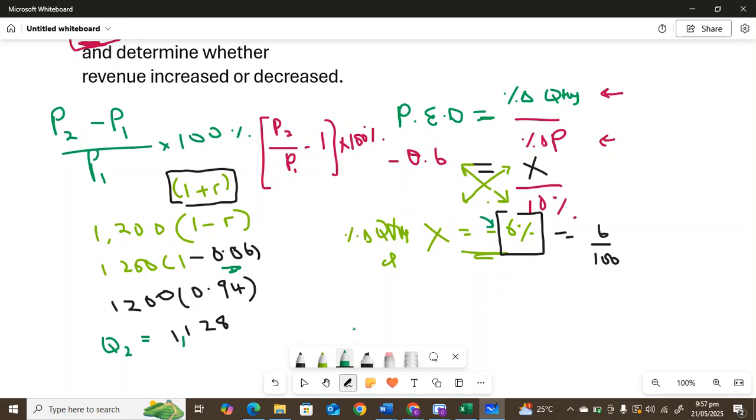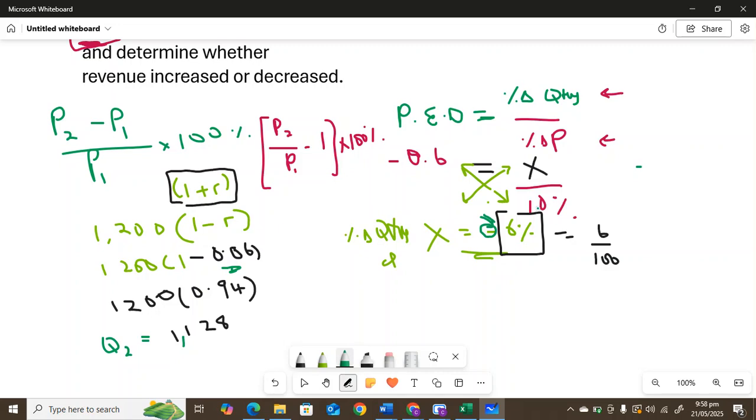I think the question was how do you know if it's a decrease or an increase? As I said, when you reach this part for the cross multiplication, as you can see here, this 10% is positive and this 0.6 is negative. So positive times negative, you get a negative. Because of this negative, you know that there's a decrease in percentage.